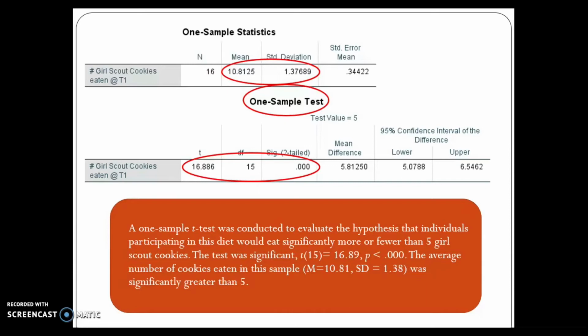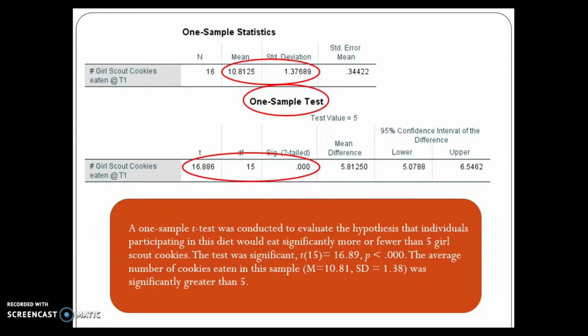So I say here, a one-sample t-test was conducted to evaluate the hypothesis that individuals participating in this diet would eat significantly more or fewer than 5 Girl Scout cookies. Our test was significant. The t-statistic, where our degrees of freedom was 15, is 16.89. P is less than 0.000. That should probably say P is less than 0.001 because it can't be less than 0.